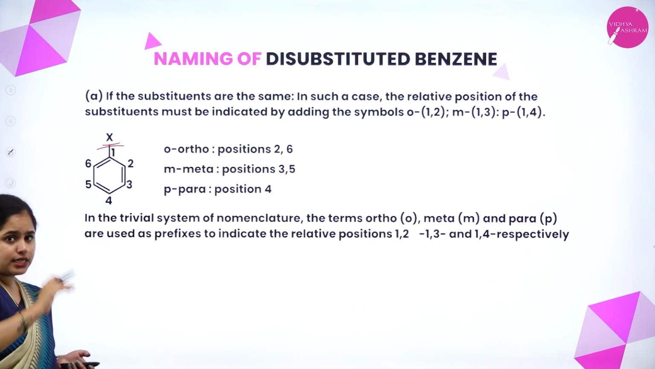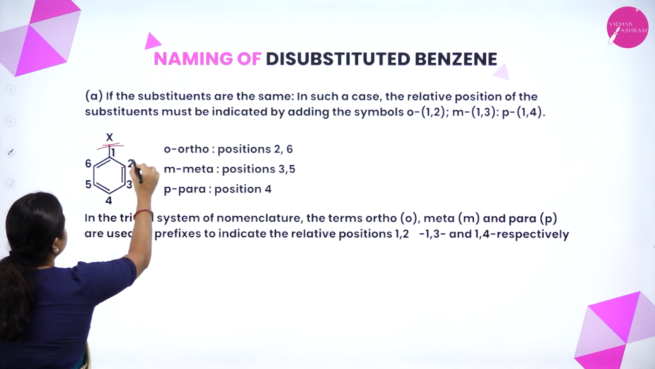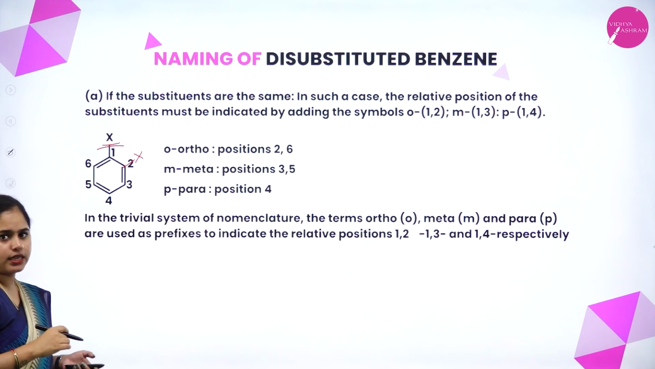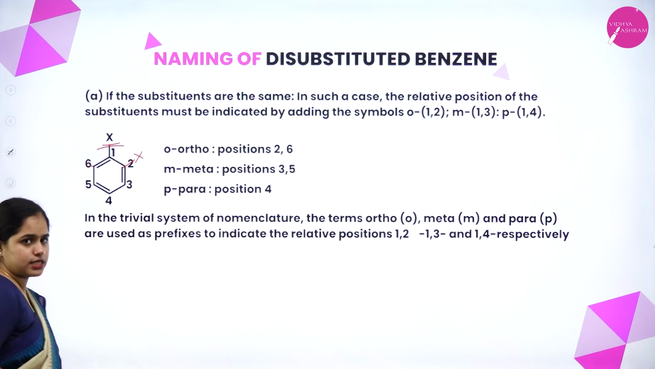So if we consider this particular organic compound here, there is a substituent which is present. So it is a disubstituted organic compound that we are talking about, right? So if one more substituent is present here, yes, just beside it, it can be present here as well as on the 6th position.